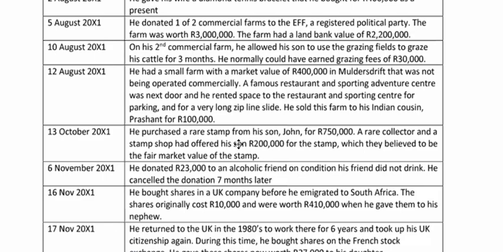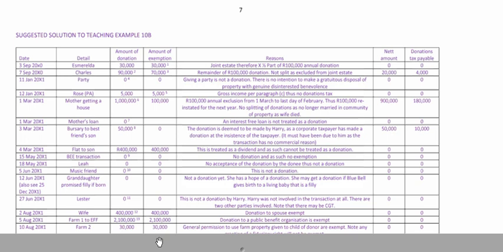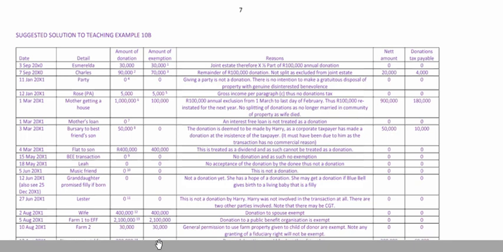Carrying on. On his second commercial farm, he allowed his son to make use of the grazing fields to graze his cattle for 3 months. He normally could have earned grazing fees of 30,000. Any non-usufructory right given to your children with farmland is exempt from donations tax. So what's going to happen here? 30 in, 30 out.